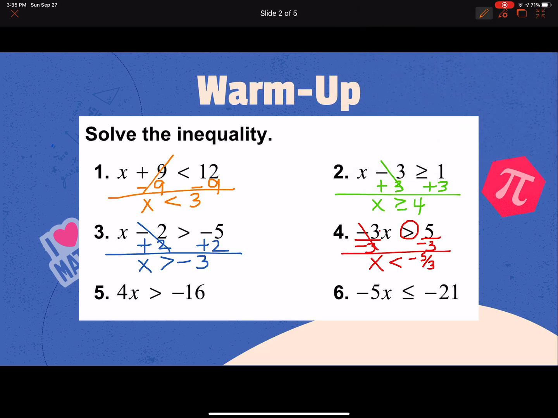Okay, number 5, 4x is greater than negative 16. 4 and x are being multiplied. So let's divide both sides by 4. And we get x is, now this has a negative, but it's not the value that we're multiplying or dividing by. So therefore we do not reverse this inequality symbol. Negative 16 divided by positive 4 is negative 4.